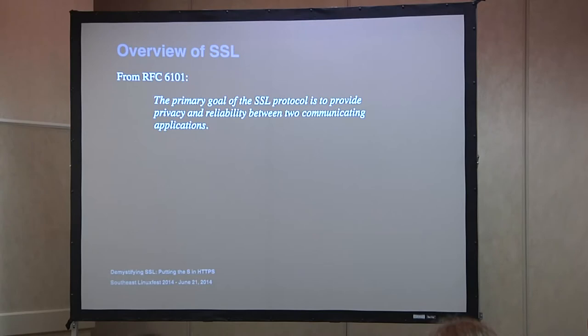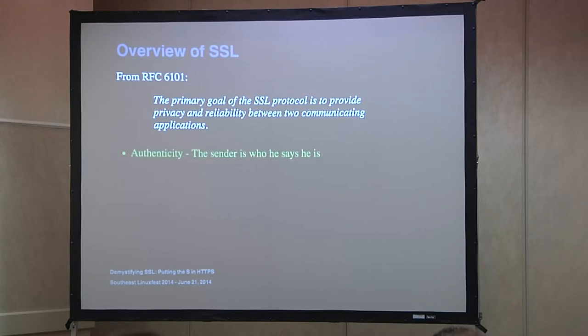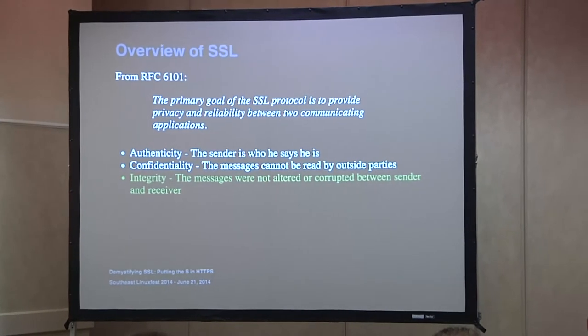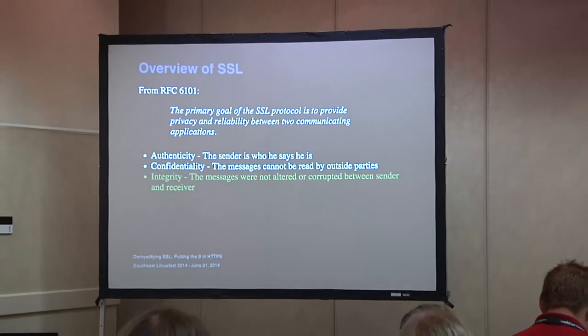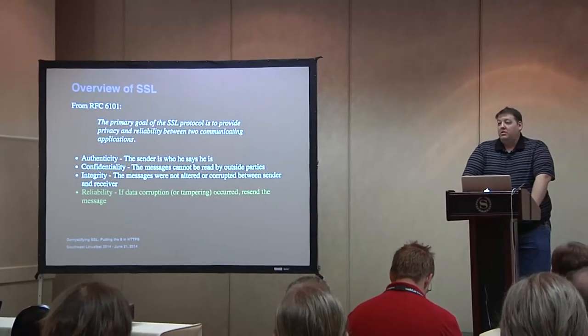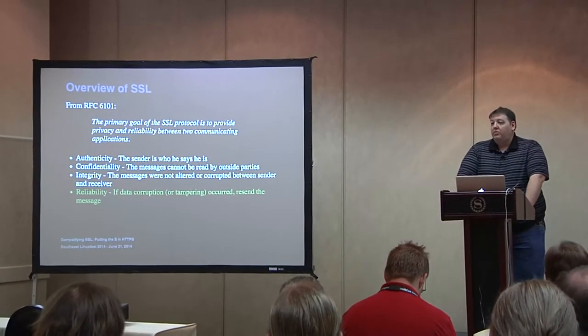This is directly from the most recent RFC, defining what the goal of this software is. The primary goal of the SSL protocol is to provide privacy and reliability between two communicating applications. It's going to give us four very important things, the first of which is authenticity. The sender of a secured message is who he says he is. That the message cannot be read by outside parties in transit, that the messages were not altered or corrupted in transit, and if they were corrupted or tampered with, resend the message. The SSL protocol gives us the ability to do all four of these things.